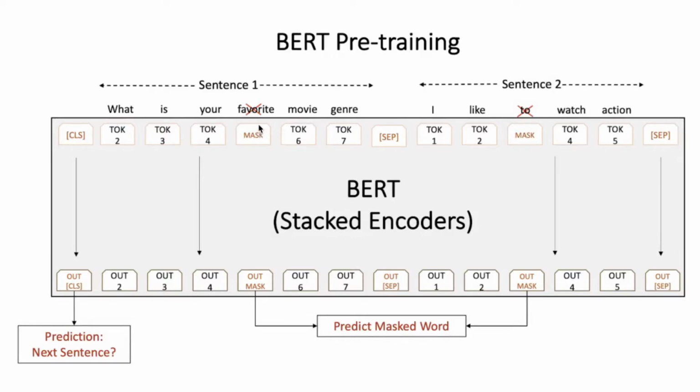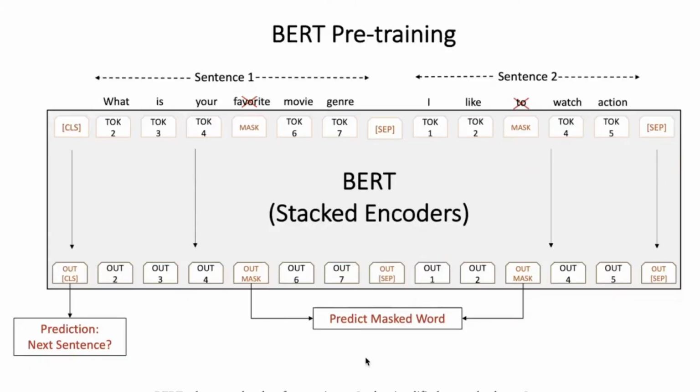As you see in this diagram, BERT takes two chunks of text, which I'm showing as sentence 1 and sentence 2, and some of the words are masked. If you see here, favorite and 2 are masked. As a part of the pre-training process, it will try to predict these words, and also it will see whether sentence 2 is in logical continuation of sentence 1 or not. So it will be like a yes or no prediction. You can read in more detail in the article.